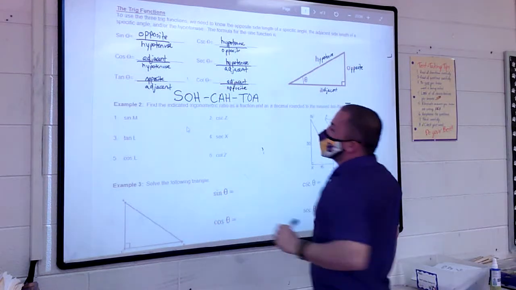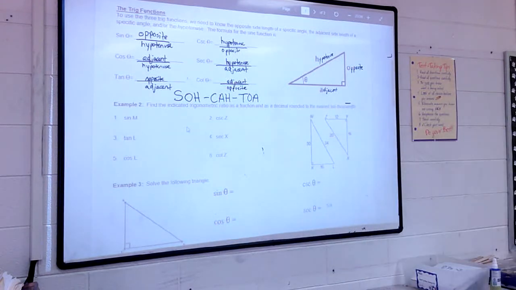So you do need to know these. I would just try to learn SOHCAHTOA, and that will help you know sine, cosine, tangent. If you're able to write sine, cosine, and tangent down, then you should be able to write the other ones down, which at that point, you'll have all 6.